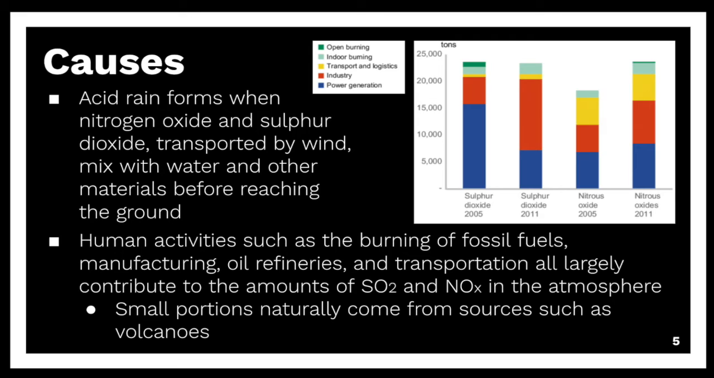By examining the bar graph in the top right corner, we can see how our industry and power generation are the main contributors to nitrogen oxide and sulfur dioxide formation.